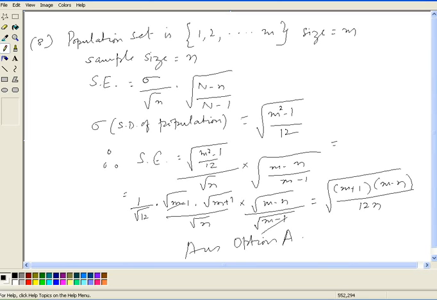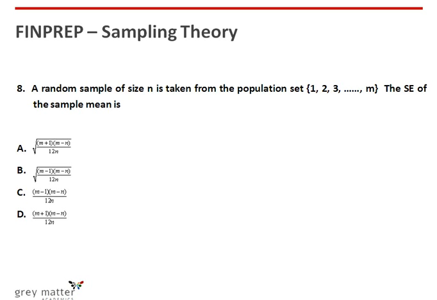Now the standard deviation of the population sigma is equal to the square root of m squared minus 1 by 12, which we know from earlier. It's a very standard thing. Therefore, substituting all the values and simplifying, the standard error is the square root of m plus 1 into m minus n divided by 12n. So the answer is option A. Going to our PowerPoint presentation, the solution says option A, which is the square root of m plus 1 into m minus n divided by 12n.